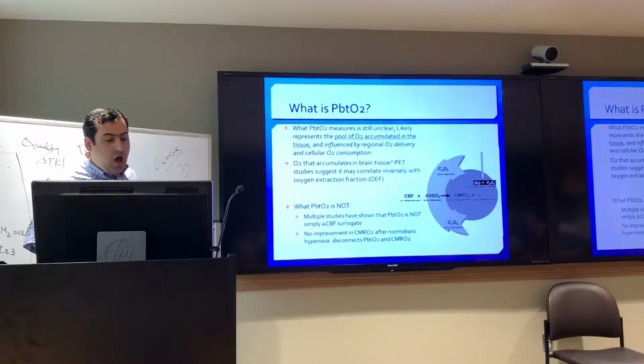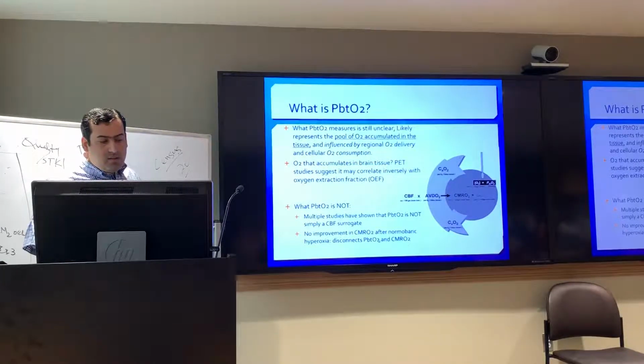What PbO2 is not, it's not a surrogate of cerebral blood flow. They may correlate, actually sometimes inversely, but they're two different things. They're really different from each other. So saying that PbO2 is a good surrogate for CBF is like saying that leftover food on the table is a good measure of the rapidity of truck flow on the road. They're very different things from each other.